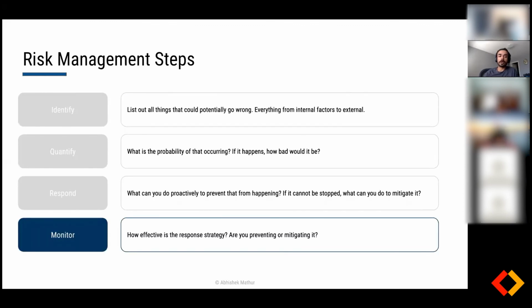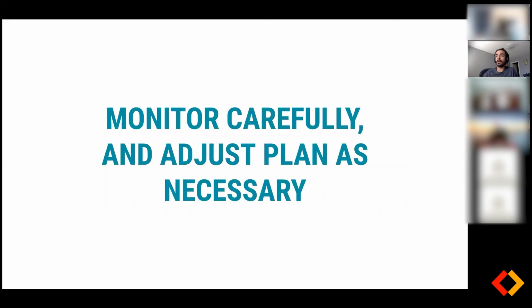And then you monitor. Really looking at how effective the response strategy has been. Are you preventing it? Are you mitigating it? Is there anything that has gone wrong in addition to that? And really responding to it as necessary. I don't think there's a rule book around this at all. Risks come up all the time in different ways. So as product managers, we just need to be on our toes and act on this as things come up.